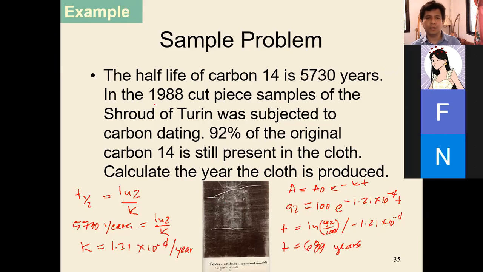Okay, so i-minus niyo yun sa 1988, kasi 1988 siya tinest. So 1988 minus 689. So this is equal to ilan? 1299. No? Anong masasabi niyo regarding this finding? 1299.